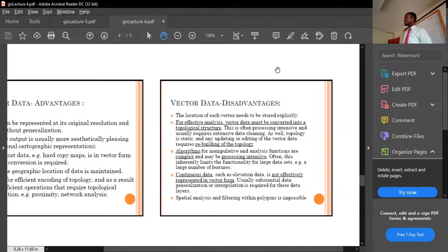Algorithms. You know what an algorithm is? Algorithms for manipulation and analysis functions are complex and may be processing intensive compared to the raster. This is true. Kofi, your question is, explain why. Now, this is more difficult than the first question. Why do you think it would be easier to create algorithms for analysis in raster than in vector? Why?